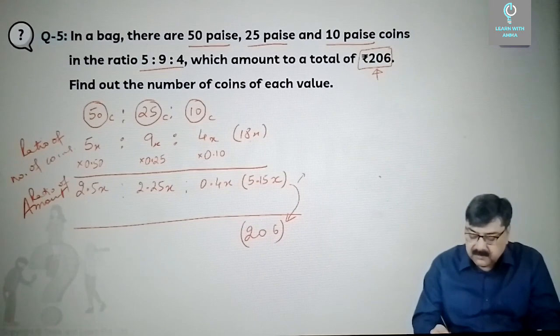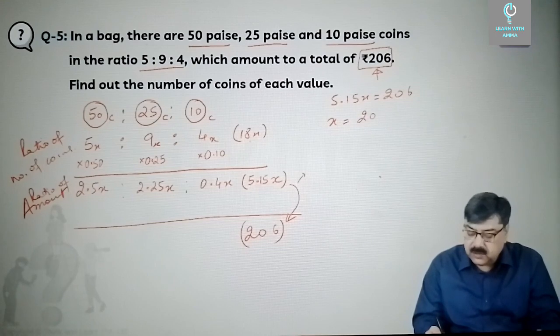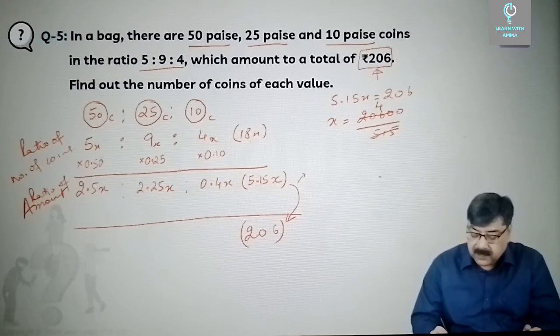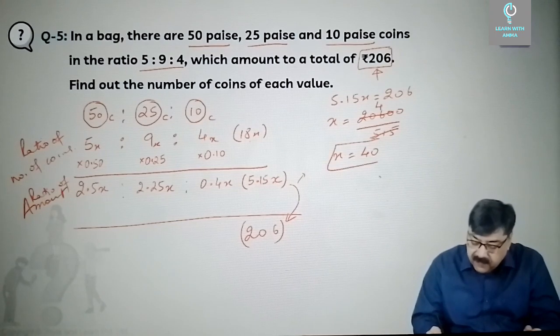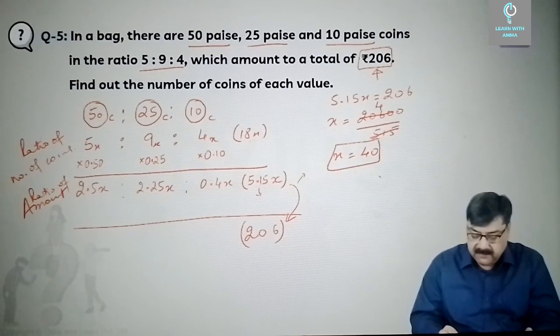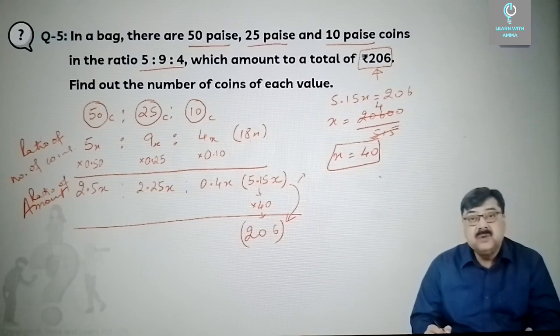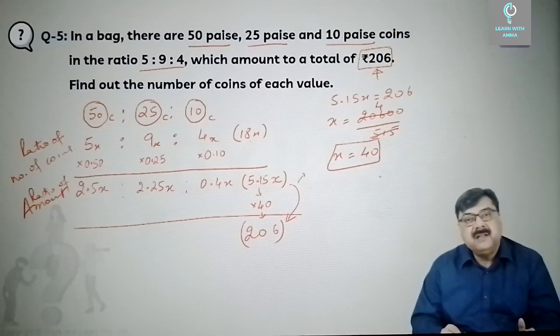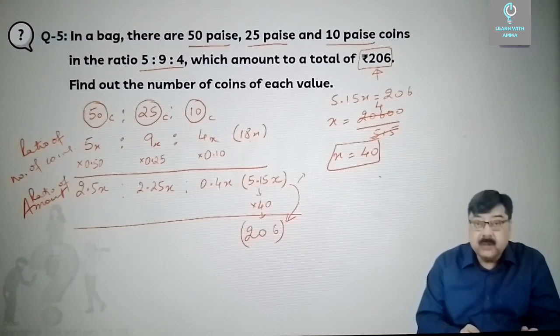So from here we get 5.15x equals 206. So x here is 20600, let us say, by 515. So this goes by 4, because you know that 500 into 4 is 2000 and 15 into 4 is 60. So finally the value of x works out to be 40. So 515 when multiplied with 40, it gives you 206. That is 5.15. So everywhere you now need to multiply with 40, because you found out the value of x.